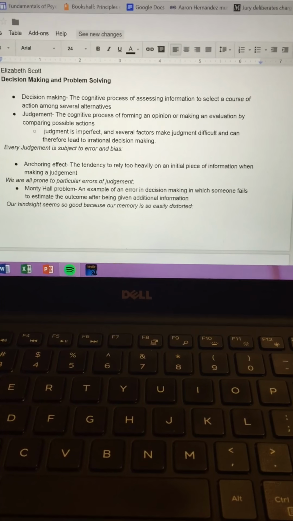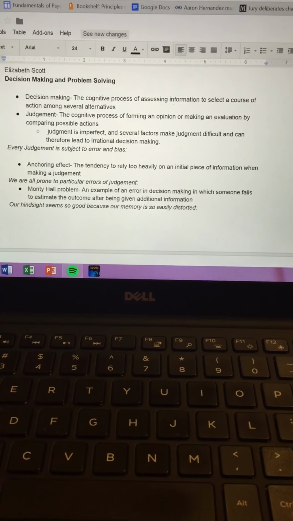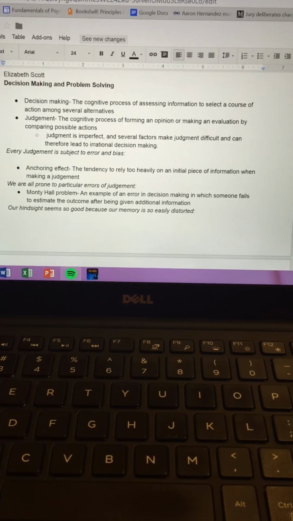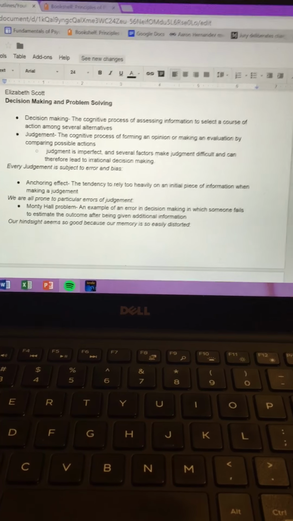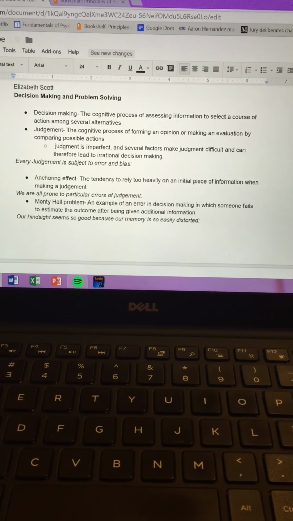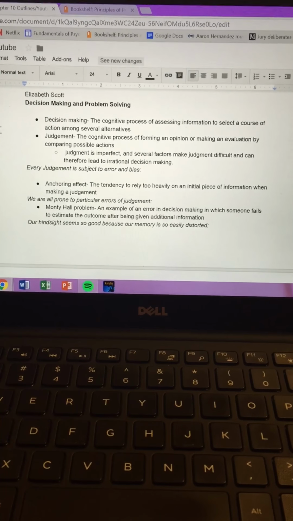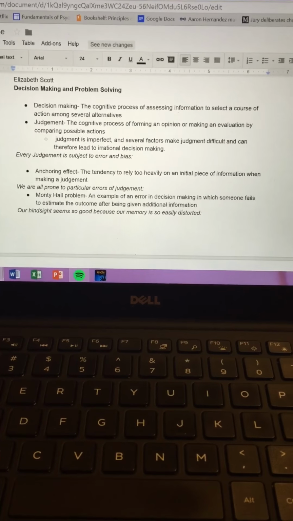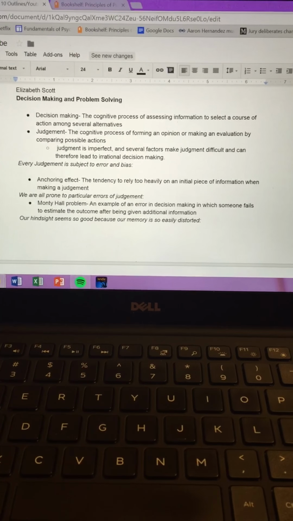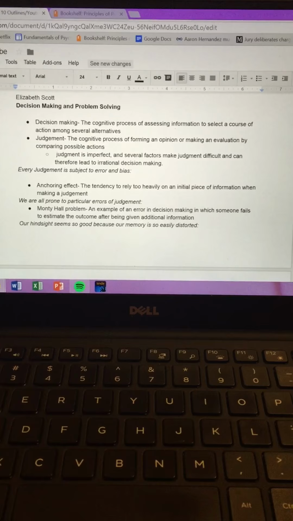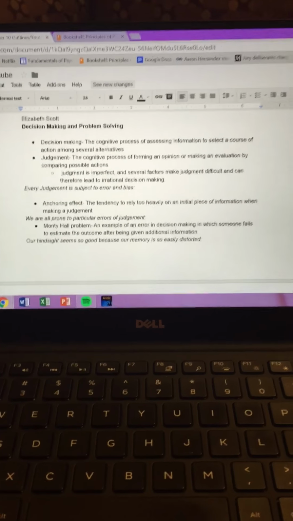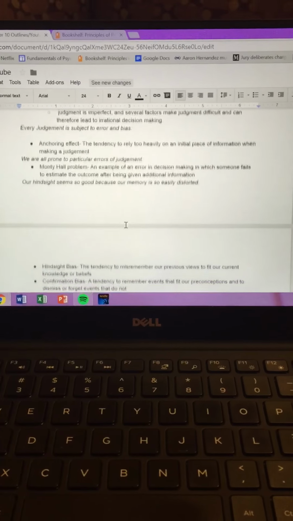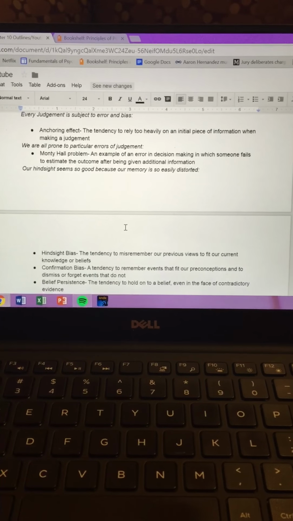by comparing possible actions. Usually judgment is not perfect. There are several factors that make judgment difficult, and this can lead to irrational decision making. Every judgment is subject to error and bias. There's something called the anchoring effect, which is the tendency to rely too heavily on an initial piece of information when making a judgment. We are all prone to particular errors of judgment.